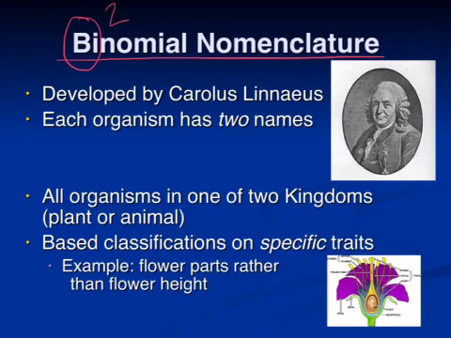Carolus Linnaeus, the first guy, came up with this idea. His were a little different, though. He thought that all organisms were in one of two kingdoms, plant or animal. So now we know that this information is wrong because we have 6 kingdoms. We'll get to those in a minute. But one thing Linnaeus did that was really great is that he based classifications on specific traits. So he didn't look at flower color, for example, and say, oh, all of these purple flowers are related, all of these red flowers are related. But he looked at the really specific parts, like the reproductive parts of a flower, not just how tall or what color they were.